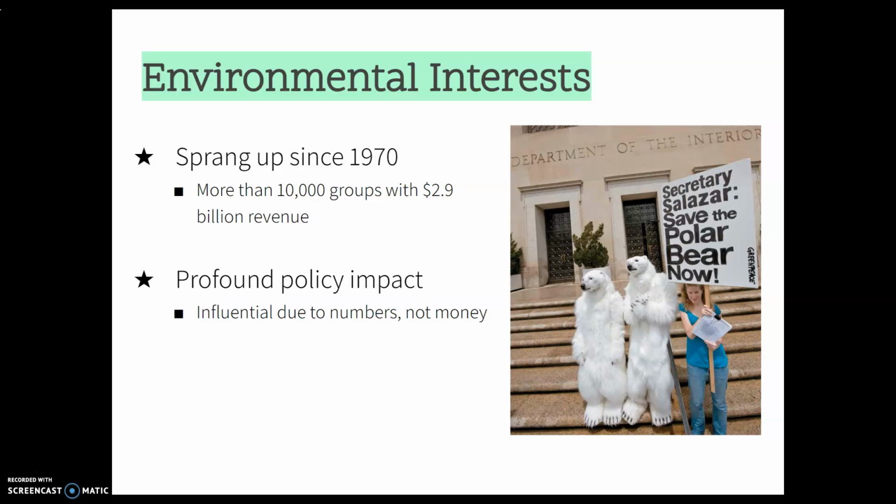Today, there are more than 10,000 groups with almost $3 billion in revenue that they can use on lobbying and other grassroots efforts. And they do have a profound policy impact. They may not have the membership numbers to rival, for instance, business PACs and interest groups, but they are influential due to their numbers. There's a strong, committed base of supporters there, even if they don't have a lot of money.